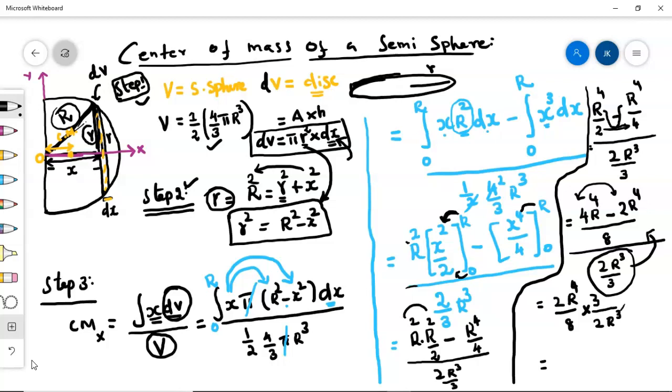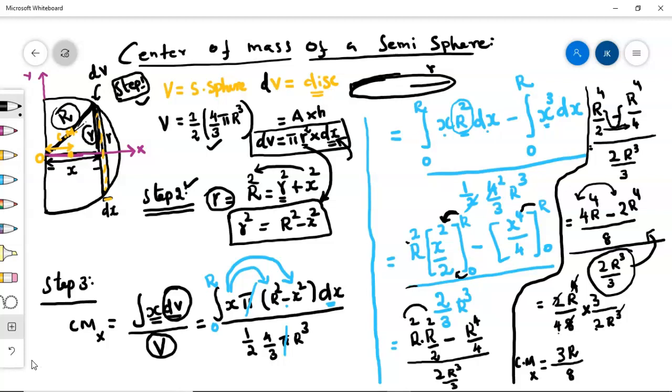Now this r cube, and here r to the power 4 is there, 3 is cut. So this 2, this 8 is cut. So what is the remaining on the top? 3 times r, 3r divided by, what is here? 4 is here, 2 is here. 4 times 2 is 8. So this is the center of mass of a semisphere in the x-axis.